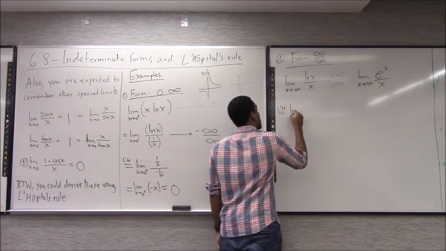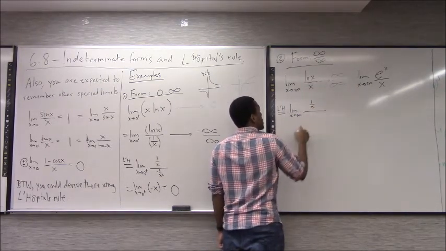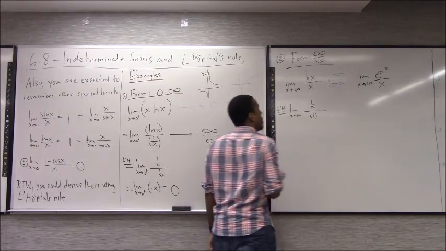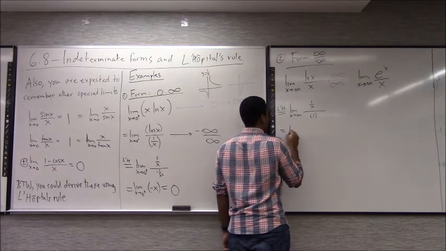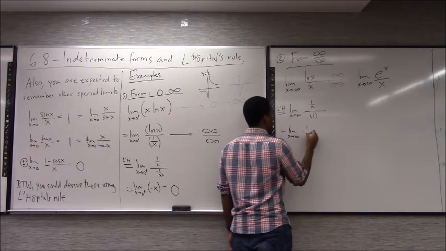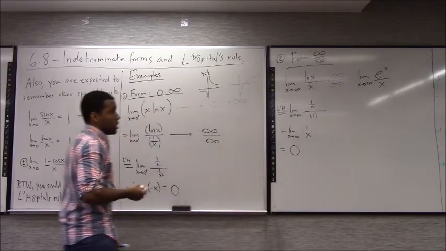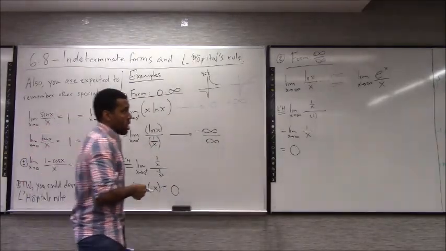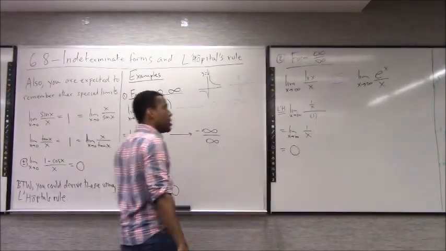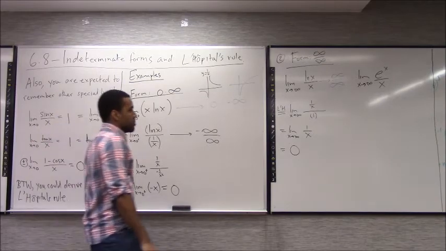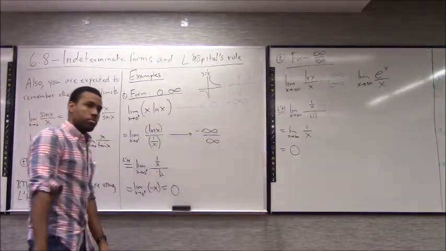I differentiate the top, which is 1 over x, and differentiate the bottom, which is just 1. So that's now the limit as x approaches infinity of 1 over x, and that we know is 0. So if we have a fraction with a log at the top and a polynomial at the bottom, the polynomial will grow a lot faster than the logarithm, even though they're both going to infinity, to the point where the log might as well be 0 compared to the polynomial.